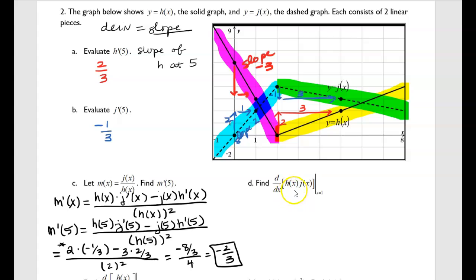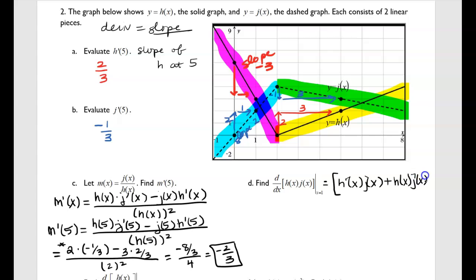Okay, for part D, we have h of x times j of x, and we want to find that derivative at x equals 1. So we will use product rule here. So I'm going to go ahead and rewrite that derivative right here. This is a little bit different format. We're using that Leibniz notation. So when I write this, I'm going to go ahead and find the derivative. So h prime of x, j of x, plus h of x, j prime of x.